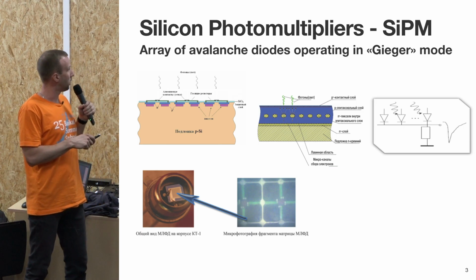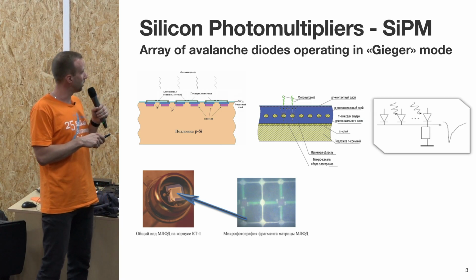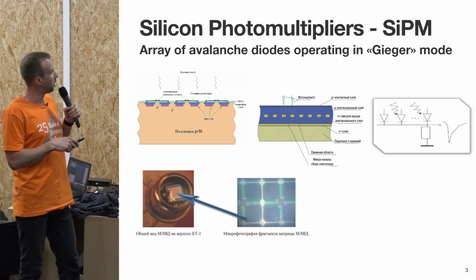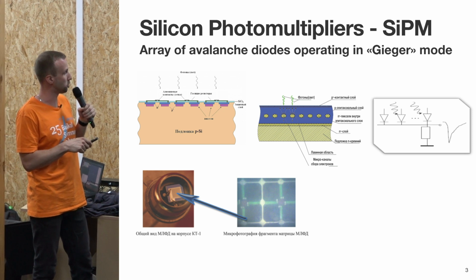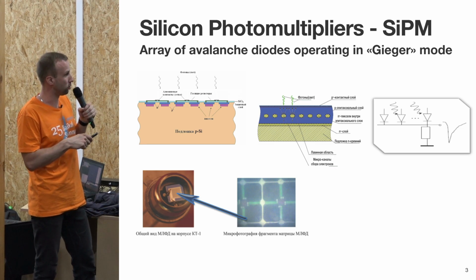Each pixel works as an avalanche diode in the so-called Geiger mode. What's the Geiger mode? This is the mode where an incident photon coming to this pixel produces an avalanche inside this pixel. What does it mean? It means that even if we have a few photons coming to the same pixel, the charge from the pixel will be equal. So it's not the proportional mode of the diode. This is the Geiger mode of the diode.